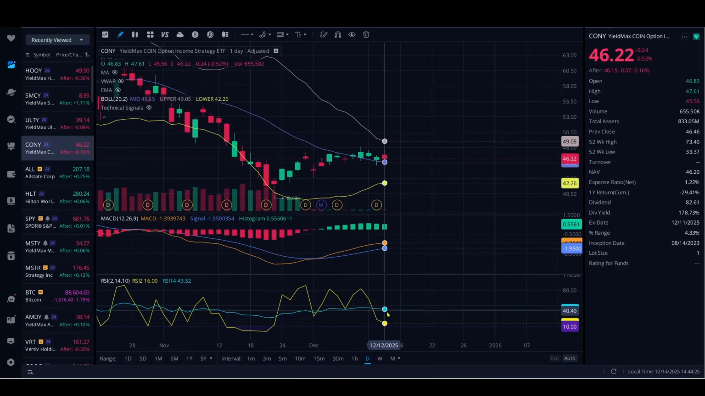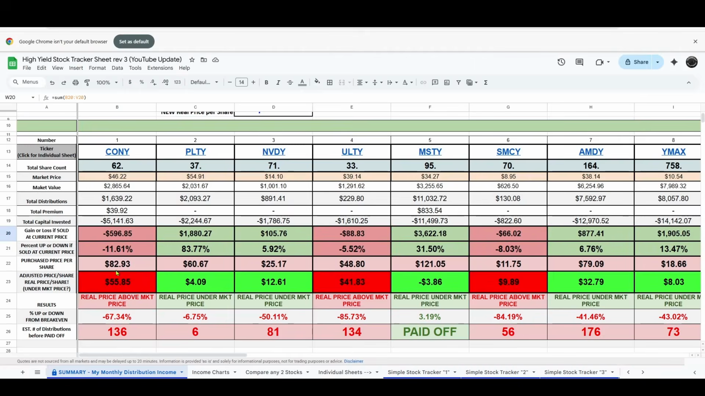And I also would need this RSI2 that's sitting at 16. I need it under 10 on that RSI2. So CONY currently is also a hold. I am not purchasing more shares until I see those indicators, even though buying shares at that current price of 46.22 will help lower my real price per share, because I'm currently sitting at 55.85.